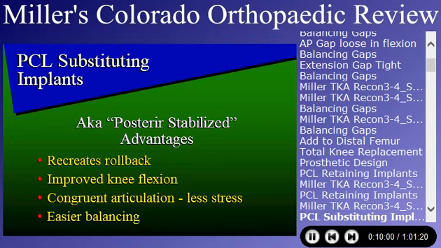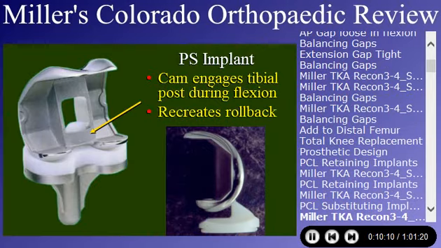I don't have to worry about the pull-out lift-off test, and all I have to do is deal with the femur and the tibial cuts and then adjust it. So for me, it's easier balancing, and what I find it's a more pleasant knee to work with. That's just my bias. PS implants, here it is. The cam engages the post during flexion, and it recreates rollback mechanically. It tends to be more predictable.